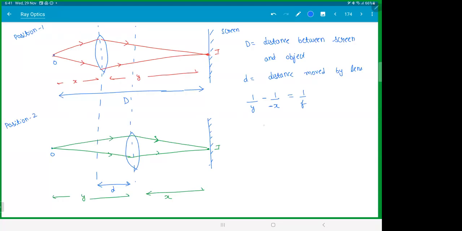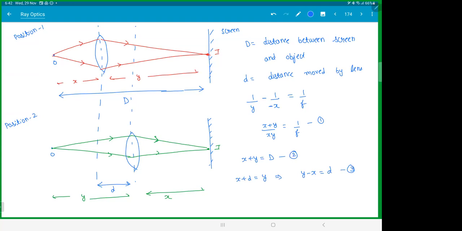So if I simplify this, you end up with (X plus Y) by XY is equal to 1 by F. This is your equation 1 from the lens maker equation. Second equation, you can clearly see from here, X plus Y is capital D. Third, you can see here X plus small d is also equal to Y. That means Y minus X is small d. This is your third equation. Please check your equations.